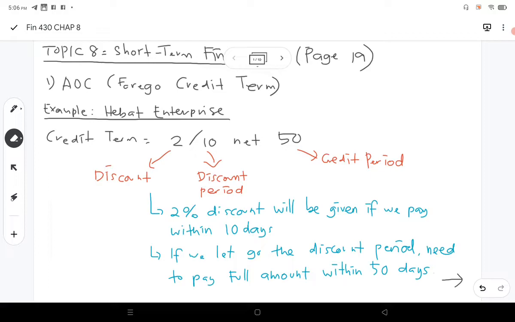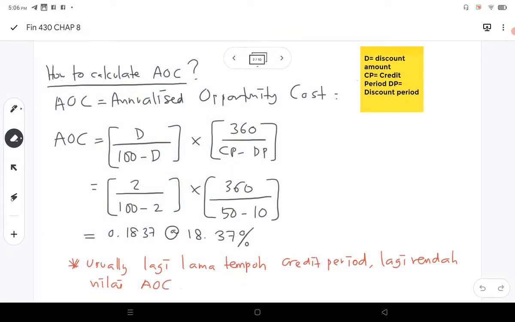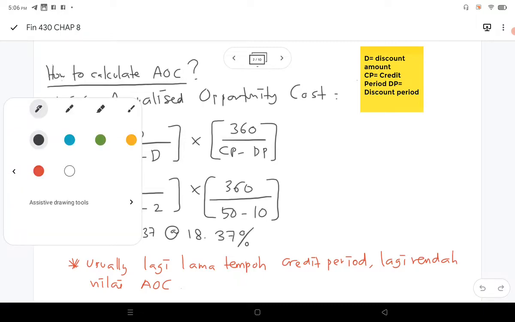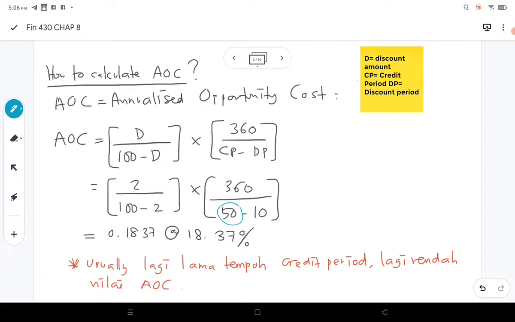Okay, so ini adalah credit term. Okay, so this is the cost yang tadi. So biasanya kalau kita alihkan dia punya tempoh credit period, contoh credit period ni katakanlah tadi kita kira as 50 days kan. So kalau contoh you naikkan kepada 90 hari lah, normally biasanya lagi lama tempoh credit period, lagi rendah nilai AOC lah. Okay, tapi kalau lagi cepat jumlah credit periodnya, macam sekarang kan 50, so tengok AOC dia agak tinggi lah dalam 18.37%. So if you increase the credit period, normally dia punya AOC akan jadi lagi lebih rendah. Okay, so that's the kind of rules for AOC.